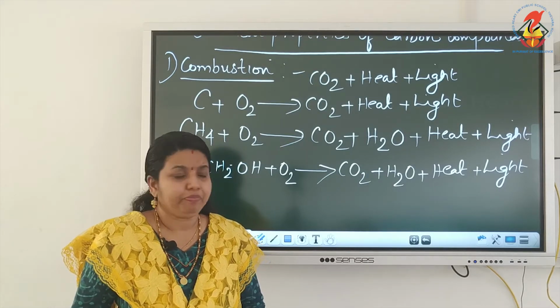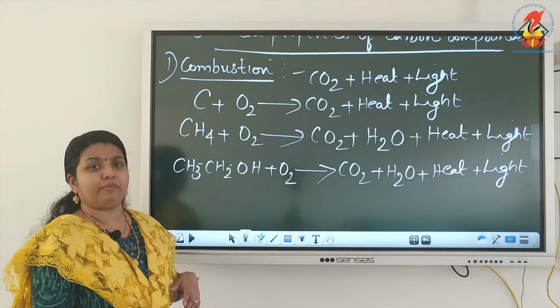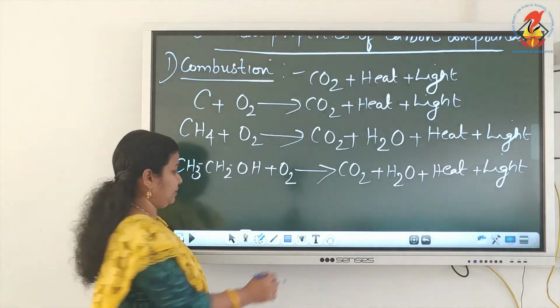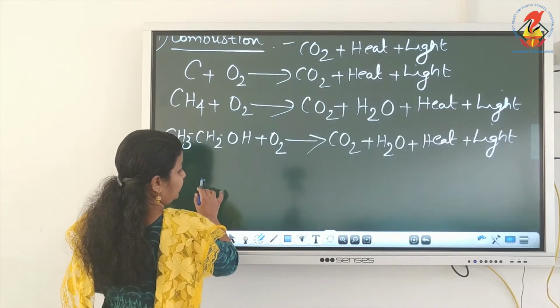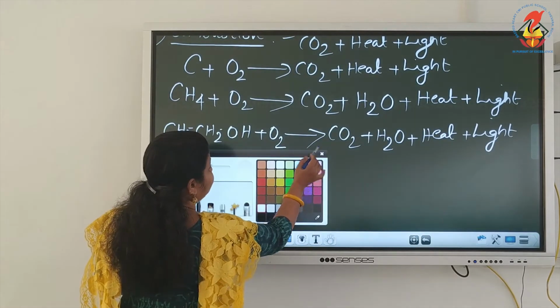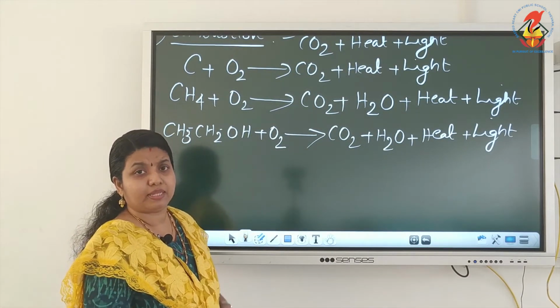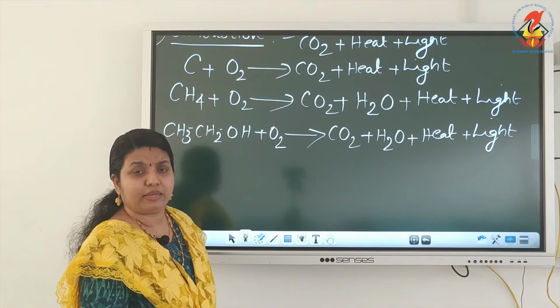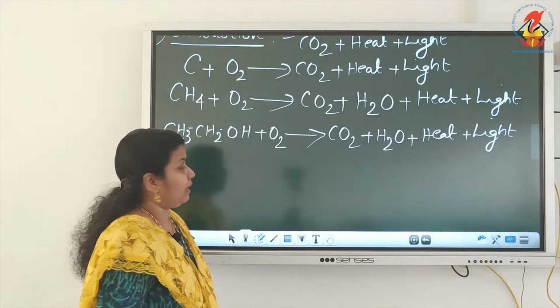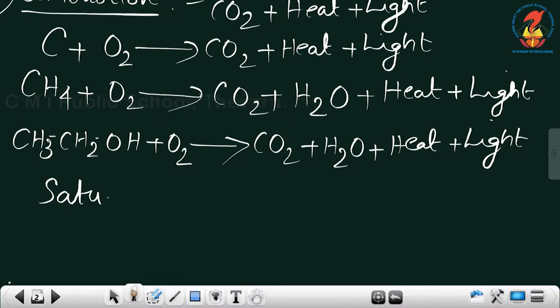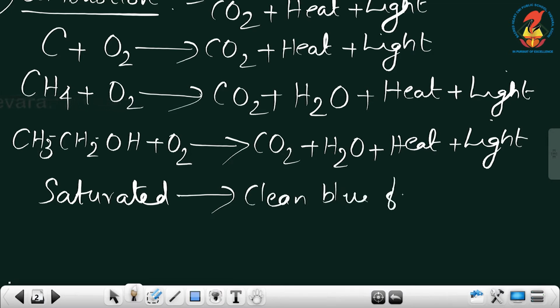That is the question. Now we have saturated hydrocarbons and unsaturated hydrocarbons. I hope you know. Saturated hydrocarbons are hydrocarbons in which we have only single bonds between carbon atoms. Unsaturated hydrocarbons are hydrocarbons in which there is a double bond or triple bond between carbon atoms. So saturated hydrocarbons burn with a clean blue flame.